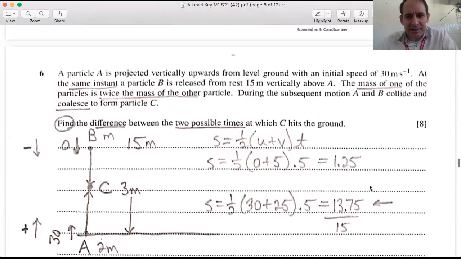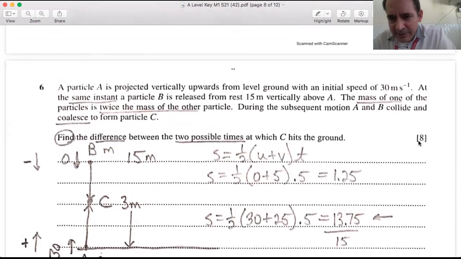Okay, moving on to number 6. Wow, here we have an 8-point problem. We're going to get into a multi-stage problem here.